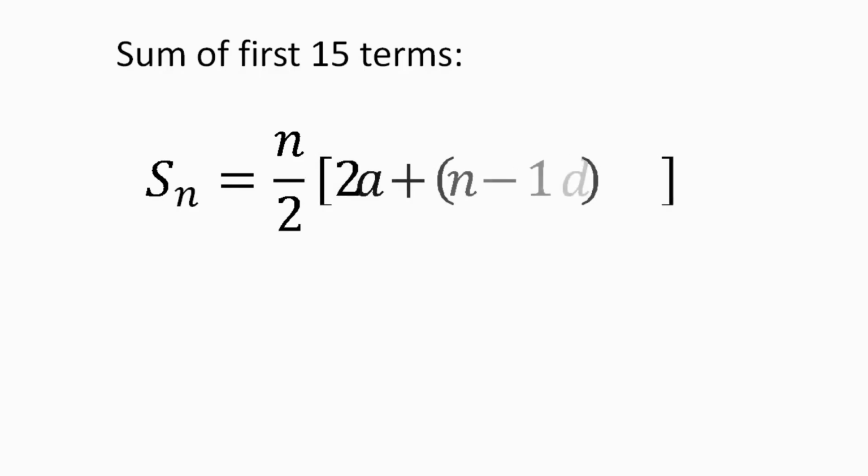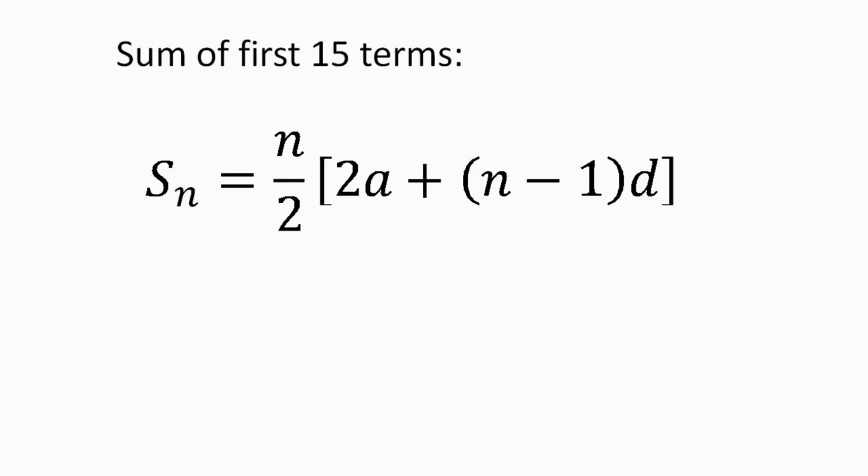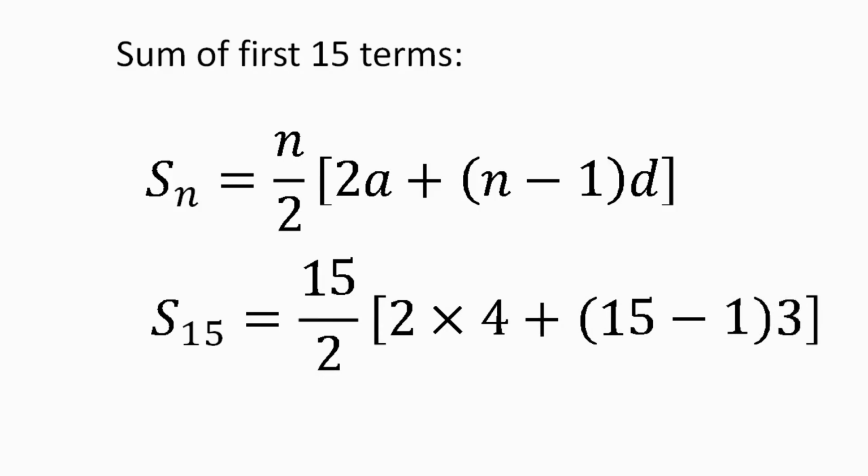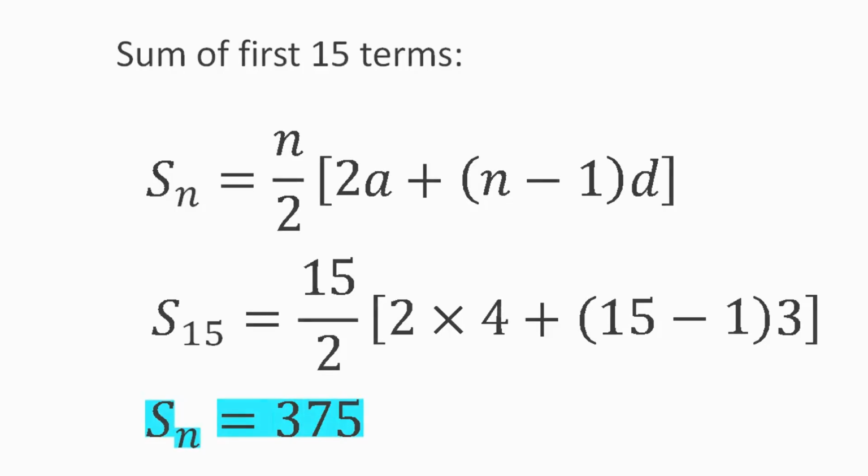The second part of the problem is to find the sum of the first n terms of the given sequence. So write the summation formula. Sn is equal to n divided by 2 times (2a plus (n minus 1) times d). Now, replace the values a equal to 4, n equal to 15 and d equal to 3 in the equation. On simplification, the answer is S15 is equal to 375.